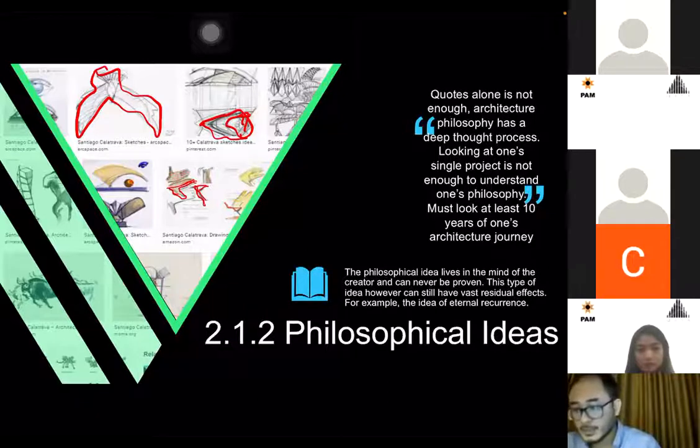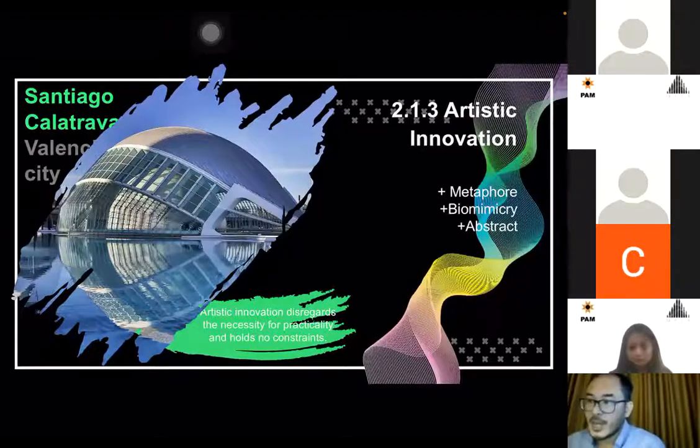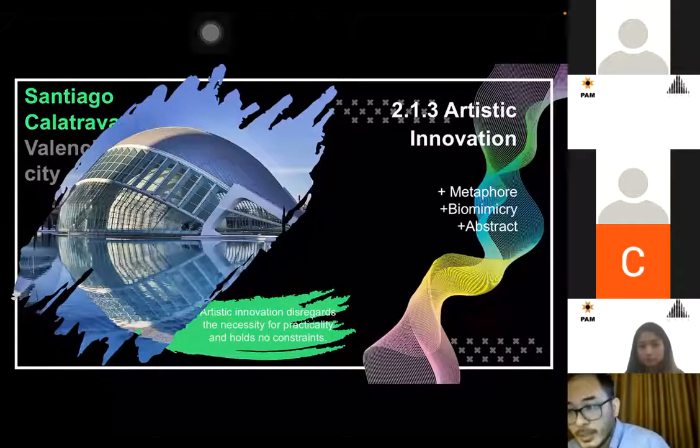But this is not the only point. That is the next one, which is artistic innovation, number three. When you have your own philosophy like Santiago Calatrava, this is one example, Valencia City. It's done by him, Santiago Calatrava.